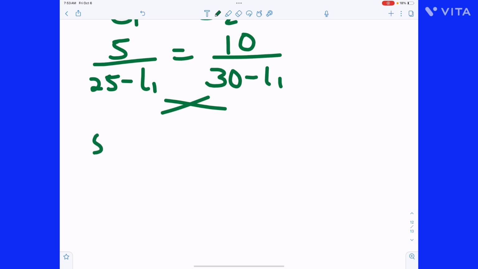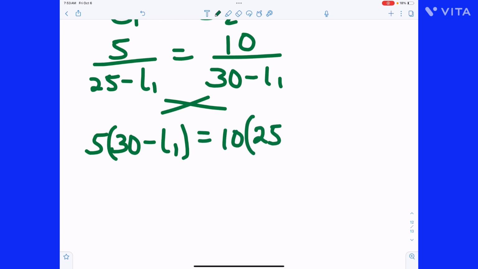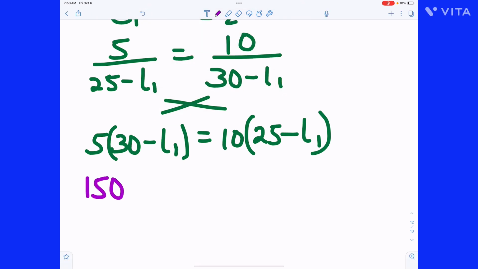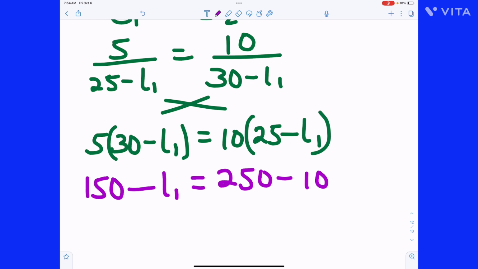What do we get here? You can do any side first. 5 times 30 minus L1 should give you 10 times 25 minus L1. Can you see that? So what do we get here? 150 minus 5L1 is 250 minus 10L1.